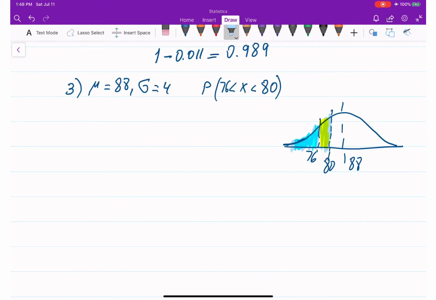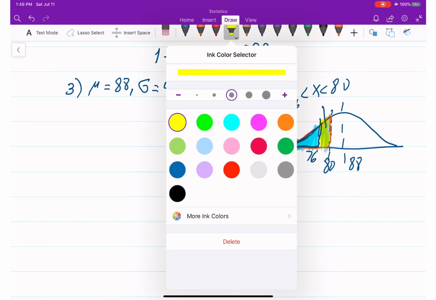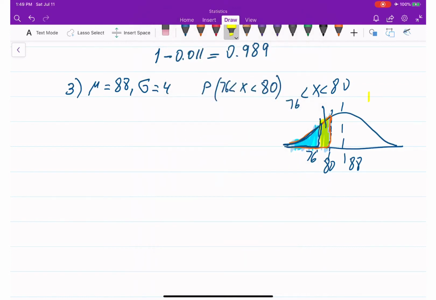All right. So now if I take the area of 80, which is this, and do minus the area of 76, which is this, will I have this one? X is greater than 76, less than 80, right? Which is the yellow area, correct? It will be this piece. Okay, let's do it.